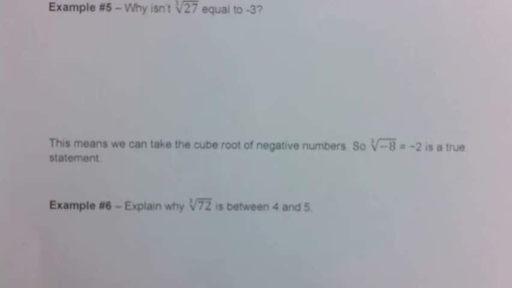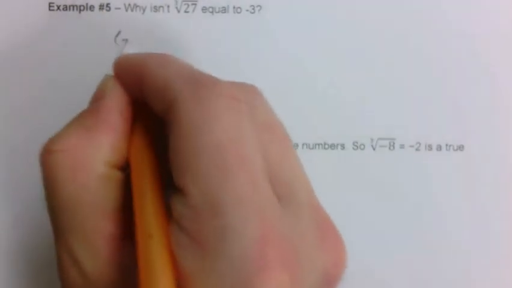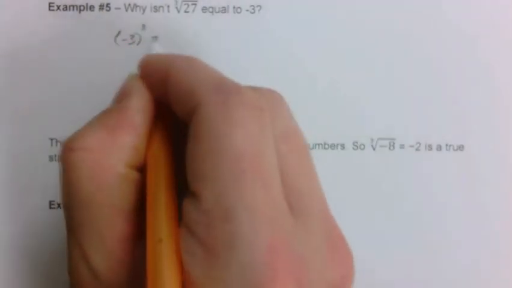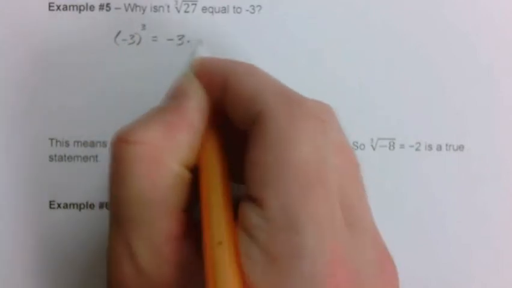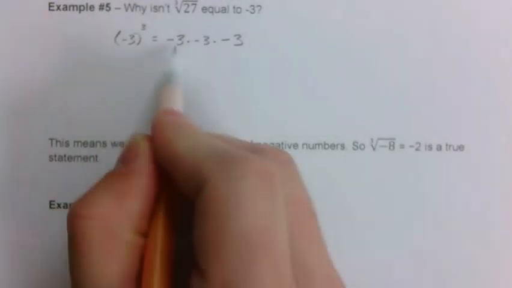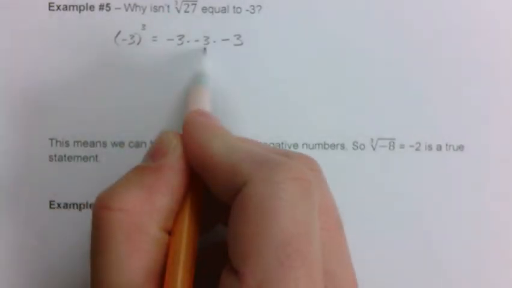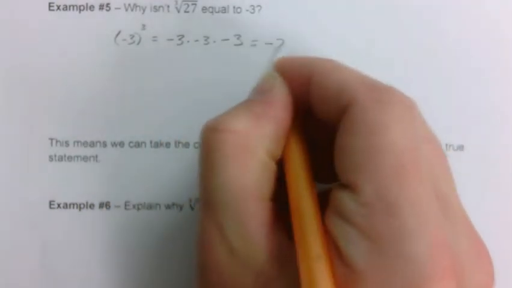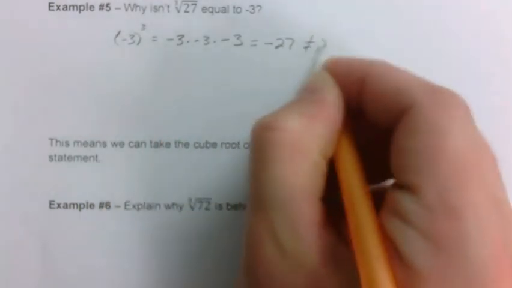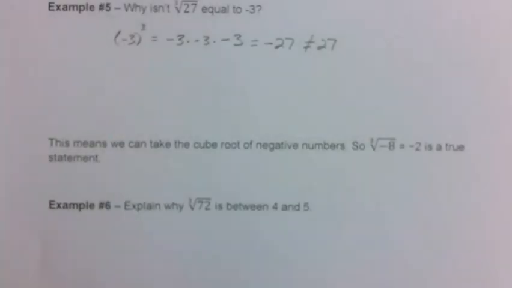Our next example asks, why isn't the cube root of 27 equal to negative 3? Okay, so remember, if we're going to cube a number, we're going to raise it to the third power. So negative 3, if I were to raise that to the third power, that means I'm going to do negative 3 times negative 3 times negative 3. Negative 3 times negative 3 I know is 9. And then 9 times negative 3 is equal to negative 27, which is not equal to positive 27.